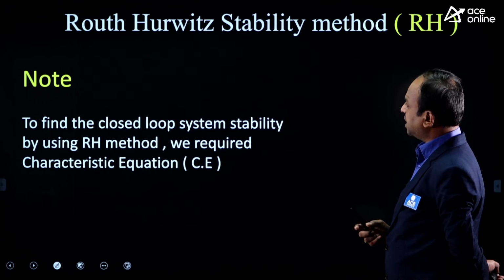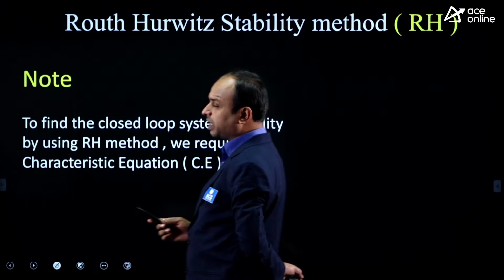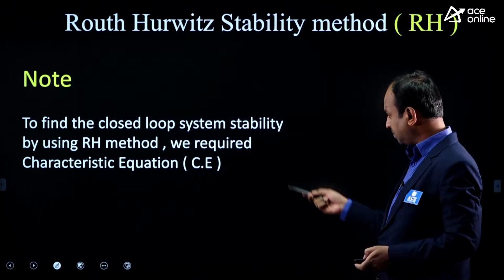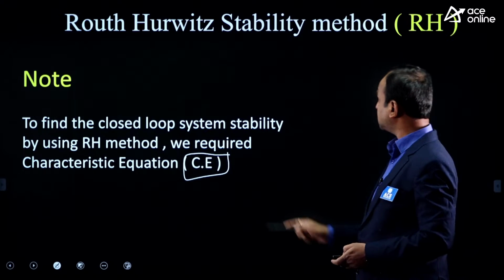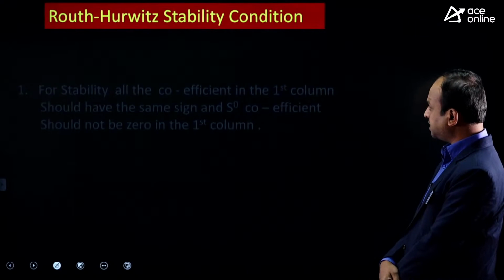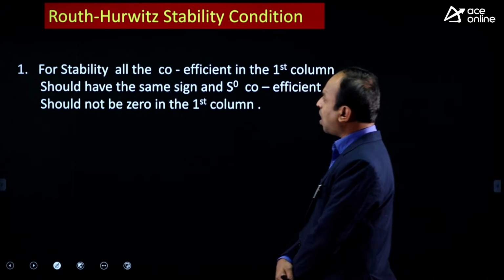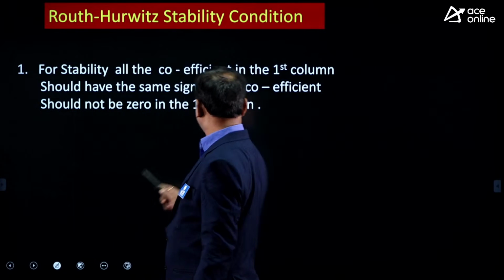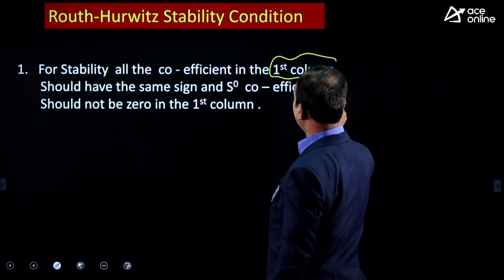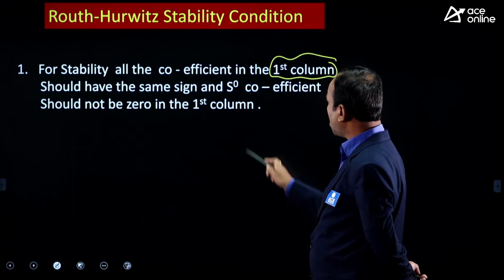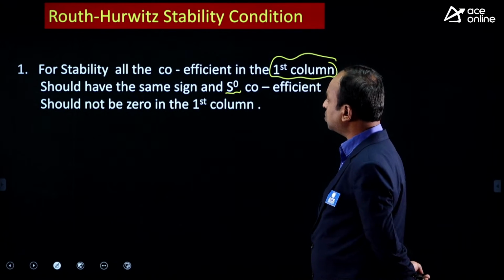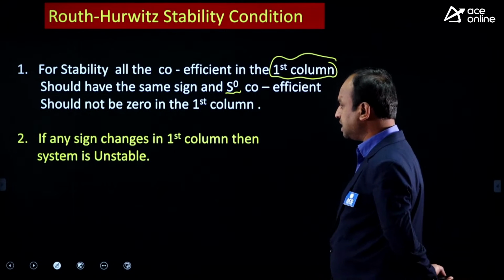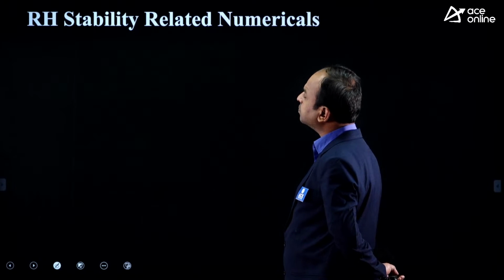Next, what is the condition here? To find the stability by using RH, we require the characteristic equation. What is the stability condition in quick mode? For the stability, all the coefficients in the first column should have the same sign, and the last, S to the power 0 coefficient, the constant term, should not be missing. It should be present only. If there is any sign change in the first column, then the system becomes unstable.